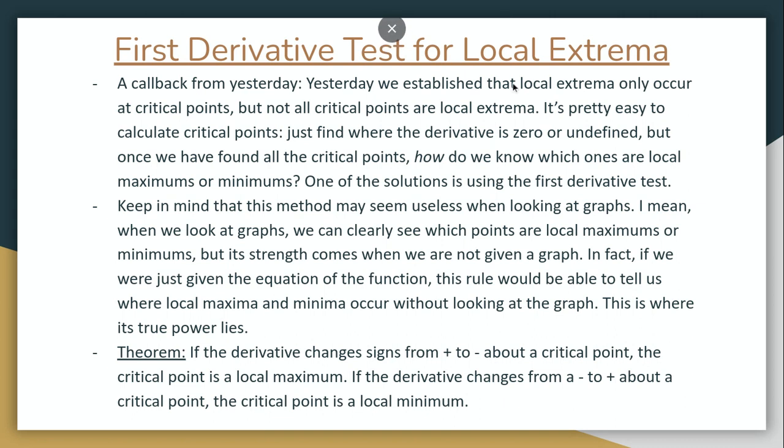The first derivative test for local extrema. We're going to go through this very slowly. All right, a callback from yesterday. If you need me to draw this out, just let me know. But I'm just going to say it, and you tell me if you remember this from yesterday. Yesterday, we established that local extrema only occur at critical points. But not all critical points are local extrema. Does that sound familiar?